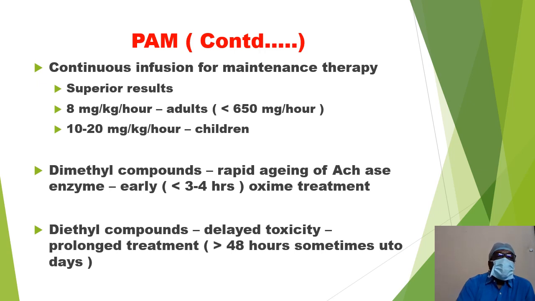For adults, 8 mg per kg per hour after giving the bolus over 30 minutes, and for children 10 to 20 mg per kg per hour. The maximum infusion as maintenance therapy should never be more than 650 milligram per hour, either in children or adults. With dimethyl compounds there will be rapid aging of the acetylcholinesterase enzyme, so you should start oxime treatment very early, in less than 3 to 4 hours after ingestion. For diethyl compounds, there will be delayed toxicity and prolonged treatment with oximes is necessary. They will require oxime for more than 48 hours and sometimes up to days.